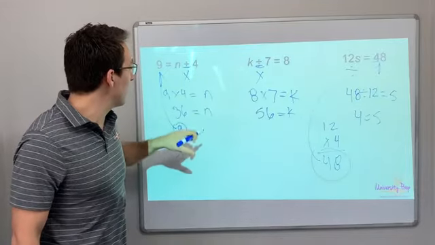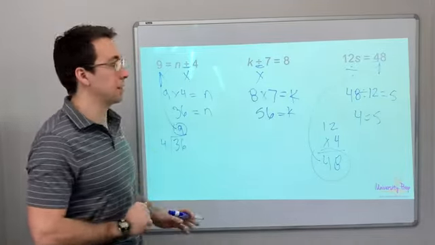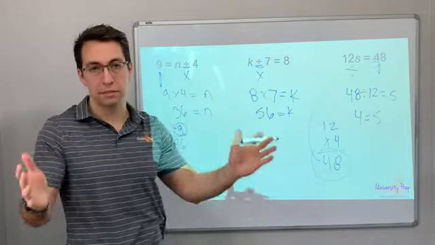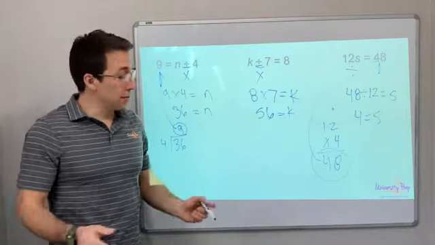Once we solve for the variable, n equals 36. Great, test it. K equals 56. Test it. S equals 4. Test it. That's it. That's the video.